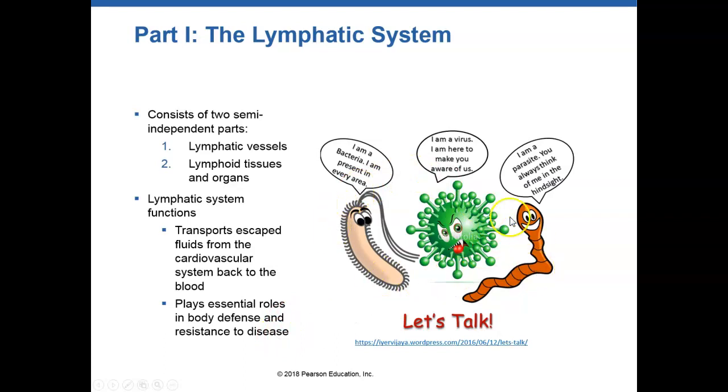And so I just thought this was a cute little cartoon picture. I got it from WordPress, and here you have bacteria. Hi, I'm bacteria. I'm present in every area, which is true because we actually, as humans, are composed of more bacterial cells than we are human cells. We have so many bacterial cells, it's ridiculous.